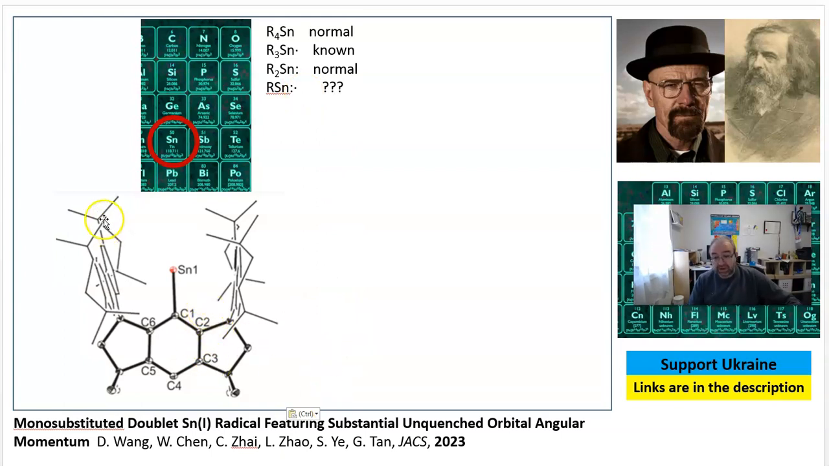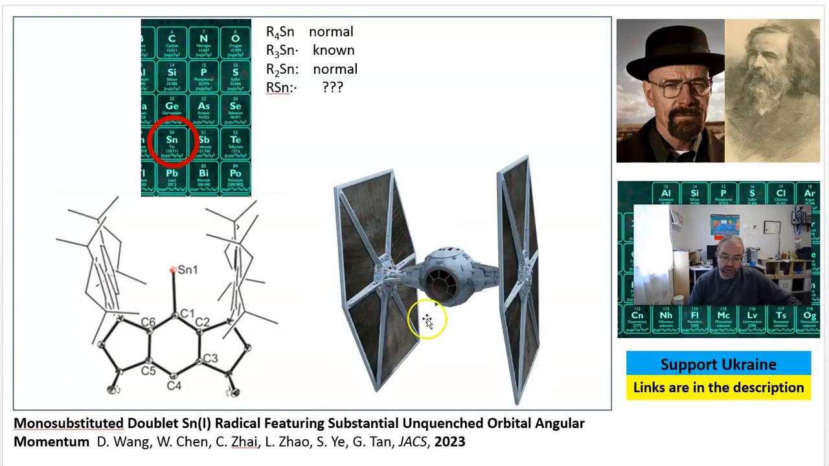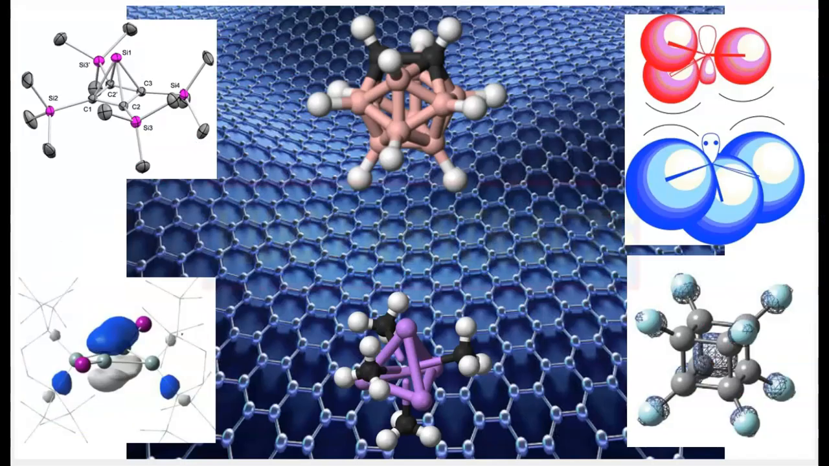You can see here they built a real fortress around this tin atom, so it cannot make any bonds with anything around it. Of course, if you keep it without access of oxygen. Well, to me it looks like a Star Wars ship. But if you think it reminds you of something else, let me know in the comments below.